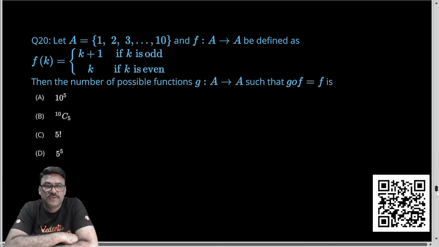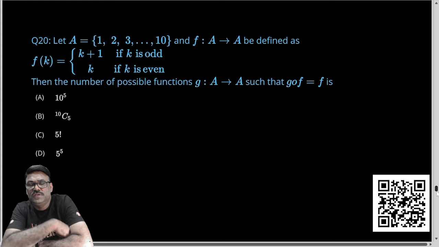Next question. This question is from functions. So if A is a set containing 10 elements, f is a function from A to A. f(k) is k plus 1 if k is odd, and k if k is even. G is a function from A to A. So what will be G?